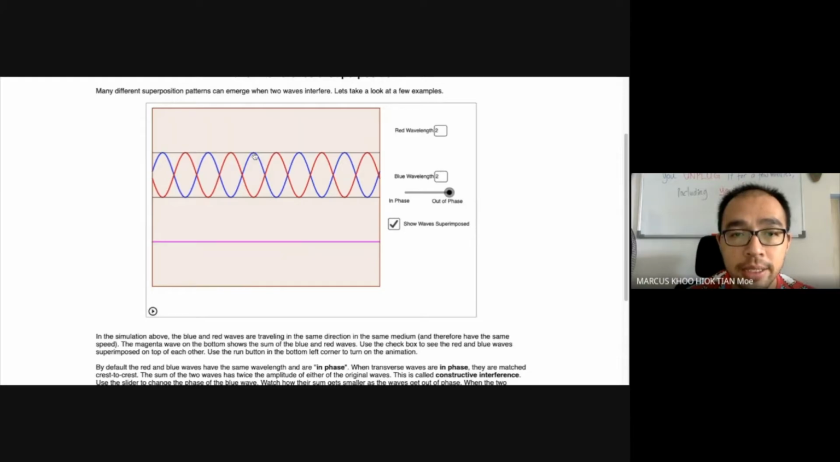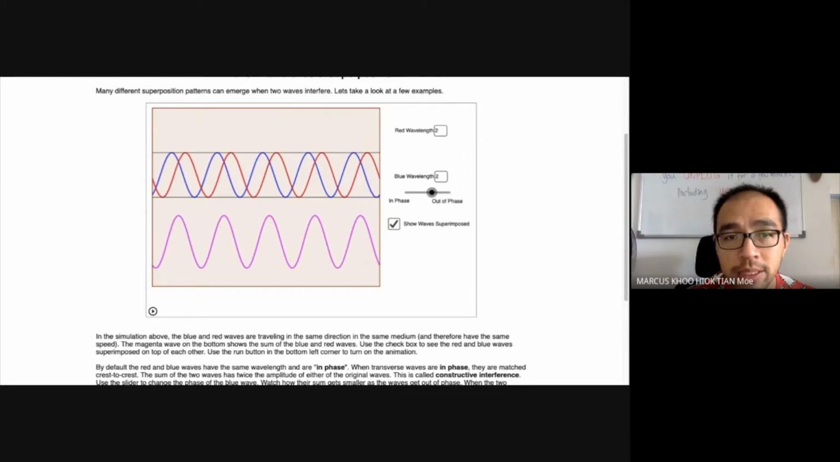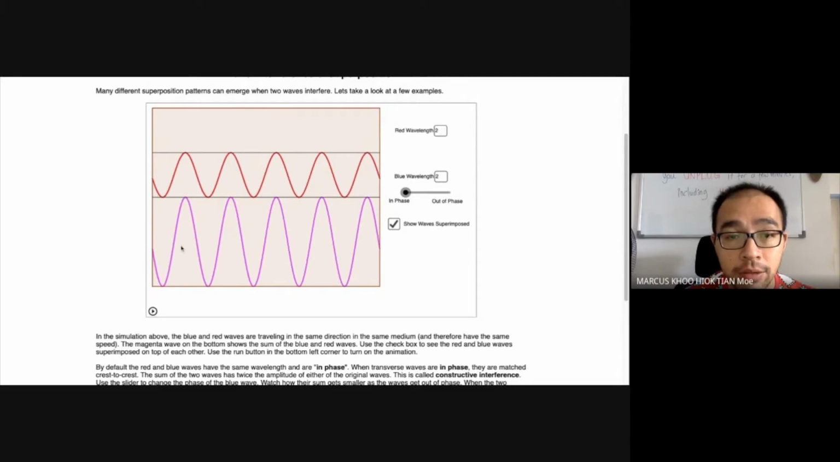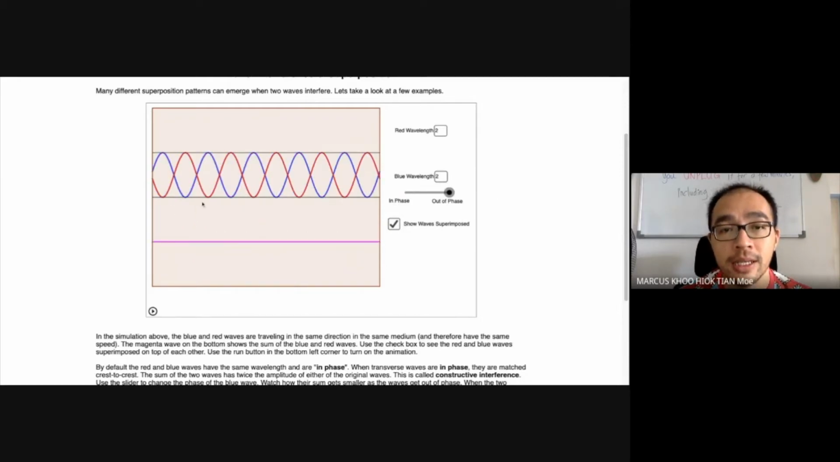This is a crest and this is a trough, and what happens is it will be totally zero. If it is a little bit out of phase, you will still have a little bit, but not so much as in phase. If they are totally in phase, look at the interference. It becomes maximum. But when they're totally out of phase, like one cat and one dog, it will just be totally destructive interference.